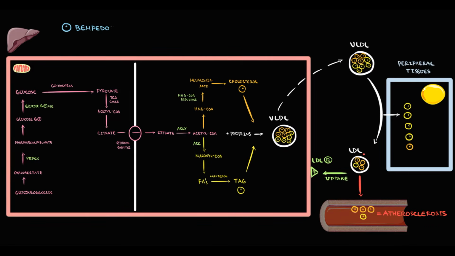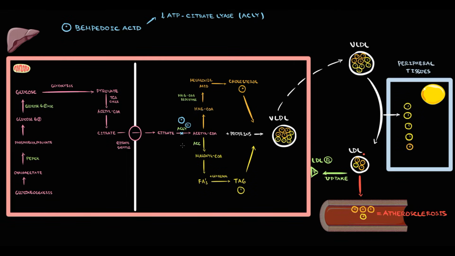The major effect of bempedoic acid is the inhibition of ATP-citrate lyase. If bempedoic acid binds to ATP-citrate lyase, this enzyme stops working. As a result, the formation of substrates from which we make cholesterol will decrease, so cholesterol production will decrease. And also, the formation of substrates from which we make fatty acids will decrease, and as a result, triacylglycerol production will decrease.